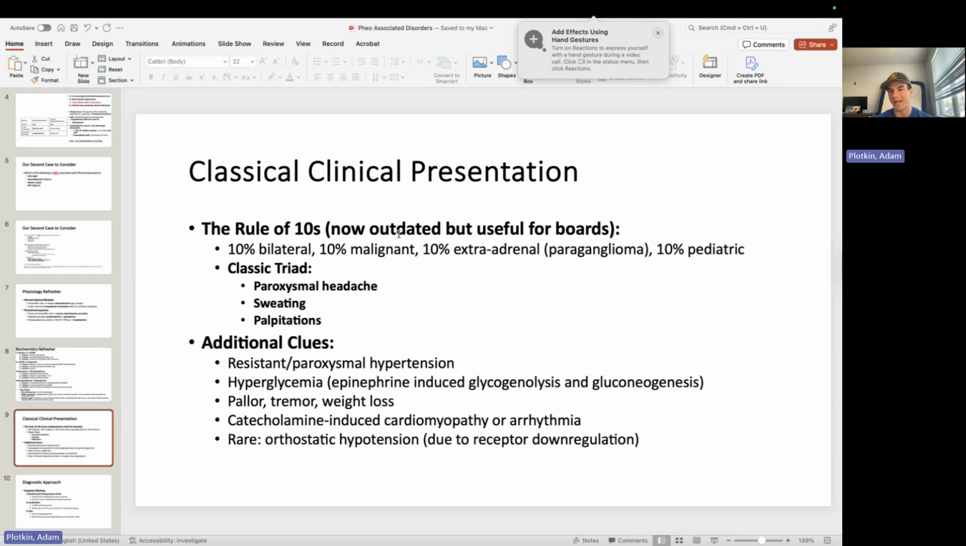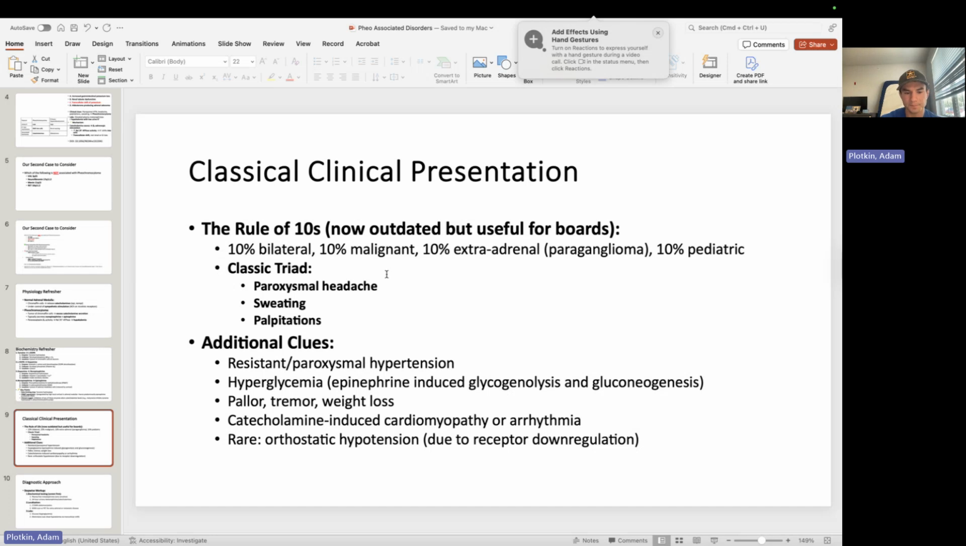All right, so how does a patient with pheochromocytoma usually present? There was this rule of 10s. It's pretty much outdated, but it can be useful for board exams. 10% can show up bilateral, 10% malignant, 10% extra-adrenal, which would be called paraganglioma, where it's actually from the chromaffin cells of my sympathetic chain and not my actual adrenal medulla, and 10% pediatric. Again, I wouldn't go about memorizing this for any board exam. It's not really going to help you anymore. We know it's outdated, but it's helpful to think about where these can be found.